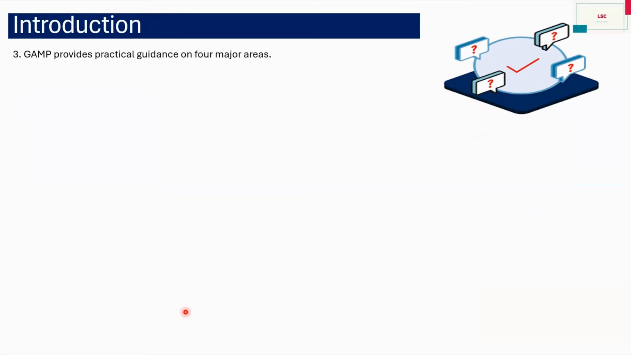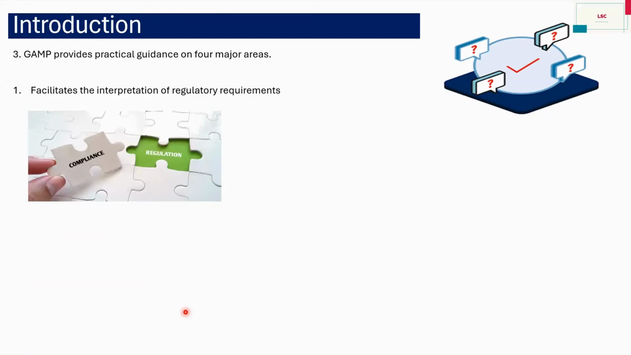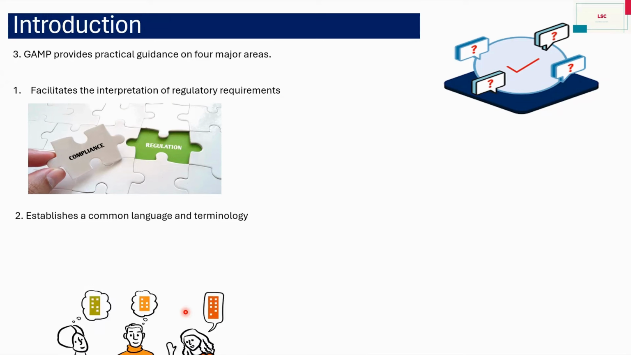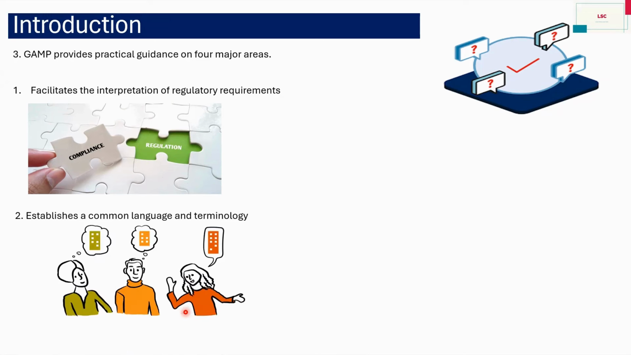What are the four major areas? Number one, facilitate the interpretation of regulatory requirements. We have different regulations, and what is the interpretation of these regulatory requirements? GAMP gives a simple interpretation of all of this. Then second, establish a common language and terminology, because different guidelines and different requirements are somehow the same requirement, but GAMP establishes a common language and terminology for all.